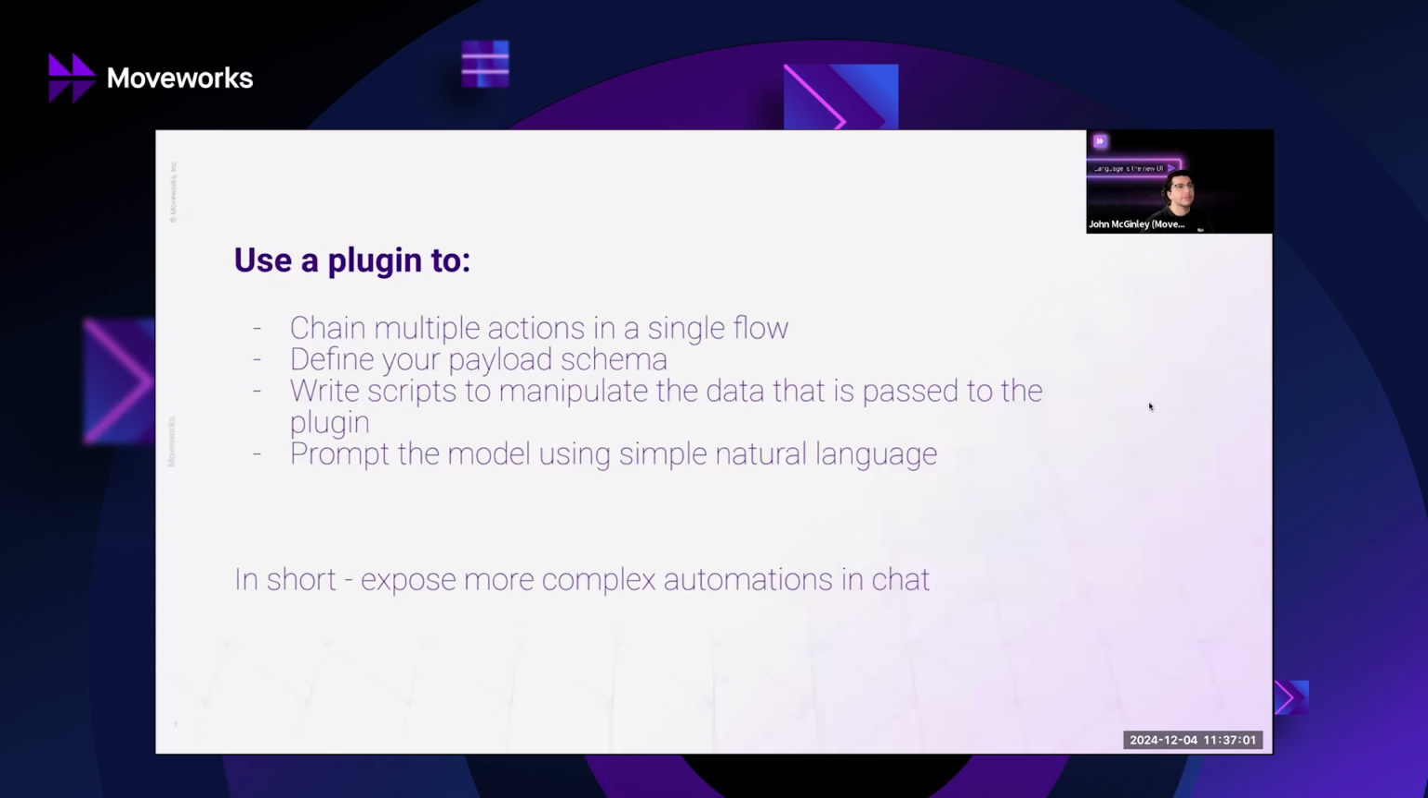So what can we use an agentic automation plugin to do? We can build an action, and then we can chain multiple actions into a single flow. This allows us to utilize the response that we get back from a prior action, manipulate it, and utilize it in follow-up actions. We can define the payload schema, so what the call we get back from the API should look like, and what the call we send back out to Moveworks should look like.